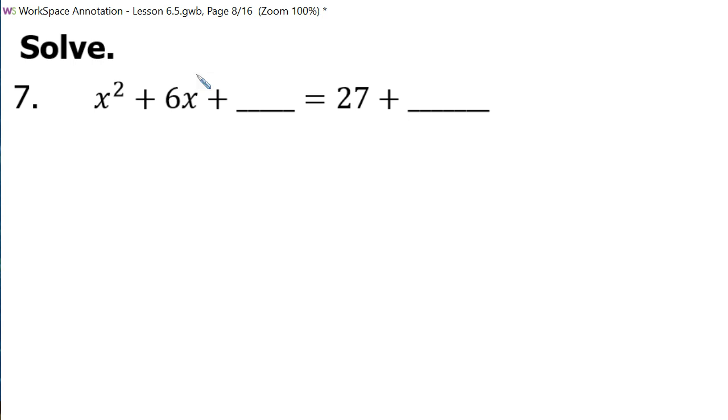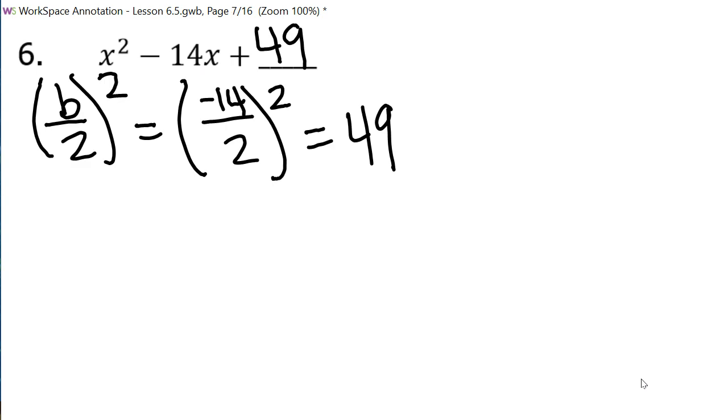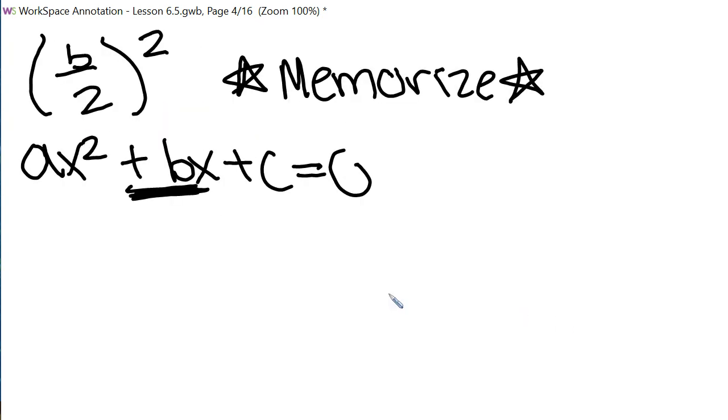One thing I do need to point out: this will always be adding the number that completes the square. If I go back to number 6, what happens when you square a negative? It becomes positive. And what happens when you square a positive? Your answer is positive. So whenever you complete the square, this answer is always positive. Doesn't matter if you square a negative or a positive, the answer is always going to be positive.